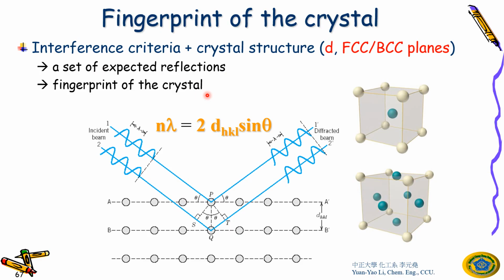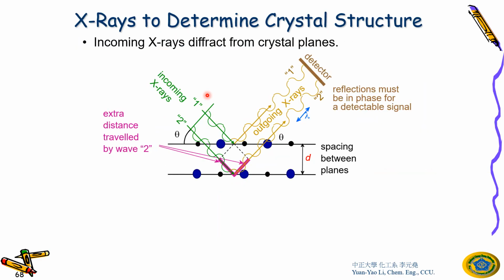Okay, so from the X-ray diffraction pattern or Bragg's law, you can also identify the unknown material, and also you can identify the plane of the material. Okay, so let me summarize here for you. X-rays are used to determine the crystal structure.